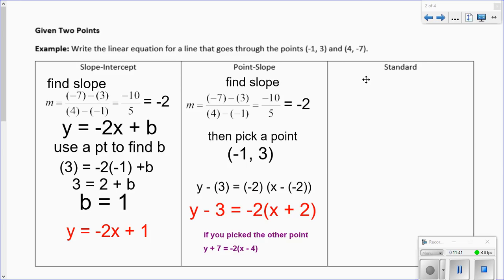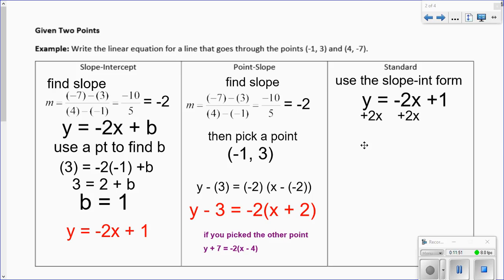Standard form, again, just take your slope intercept form and change it up. So we have y equals 2x plus 1, or negative 2x plus 1. So I'm going to add 2x to both sides. So I get 2x, where'd it go? Way down here. 2x plus 1y equals 1.